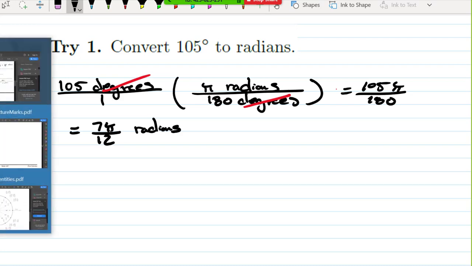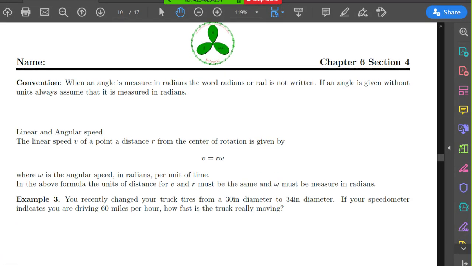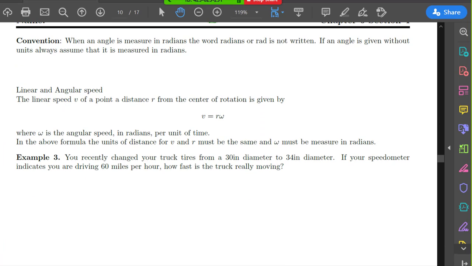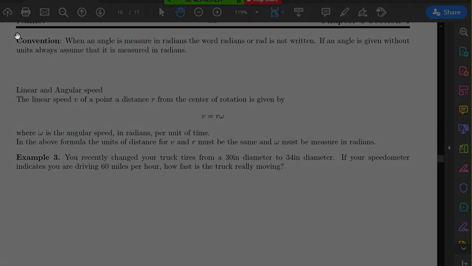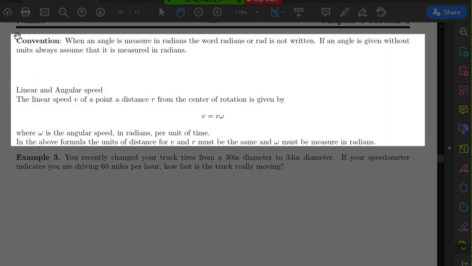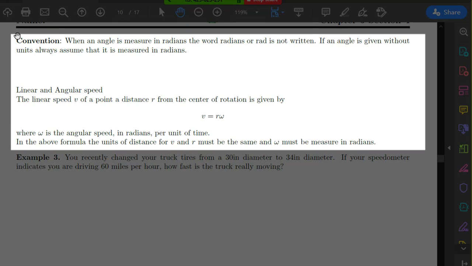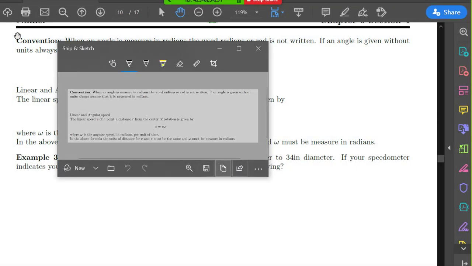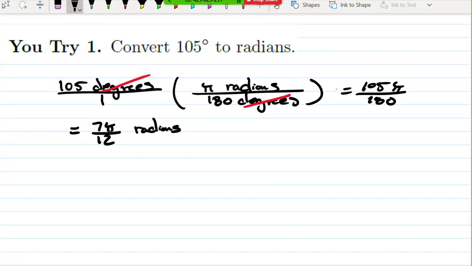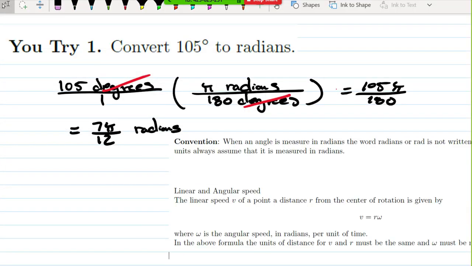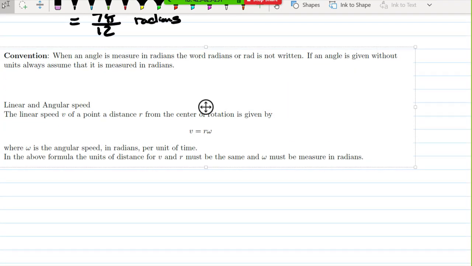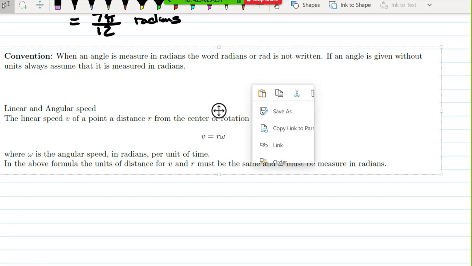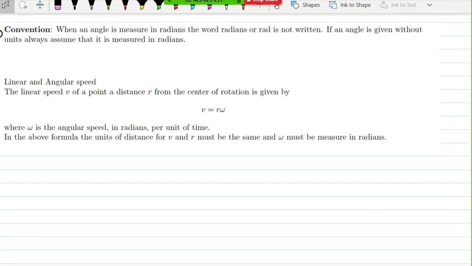All right, so now we need to talk a little bit about some conventions. As I mentioned, radians are going to be our natural unit of measure. And because of that, we are pretty much going to assume by default that everything is in radians unless we are told explicitly otherwise.